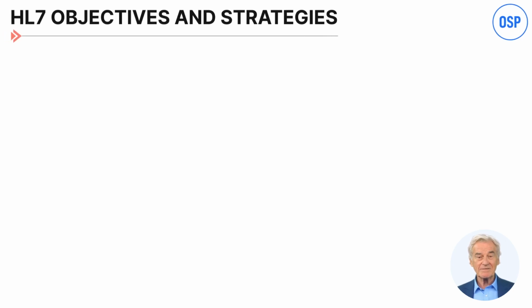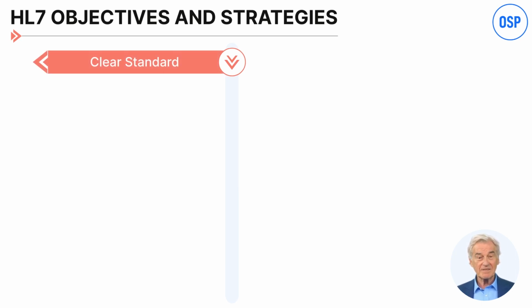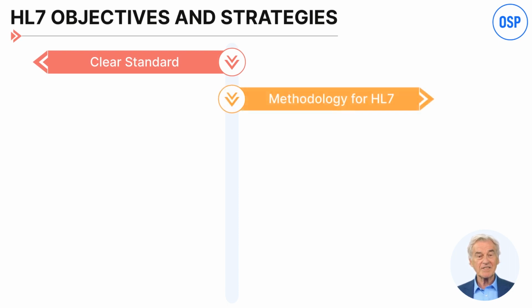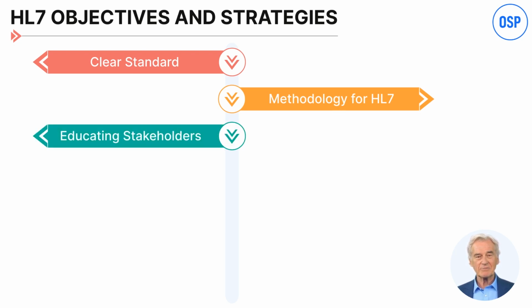Moving on, HL7's primary objective is to ensure that healthcare users can access the right data anytime, anywhere. And to achieve this objective, these strategies prove quite effective. Number 1. Developing clear standards of healthcare information to ensure seamless exchange. 2. Developing methodology for HL7 interoperability standards. 3. Educating healthcare stakeholders like practices and policymakers about the benefits of standardization of healthcare information.